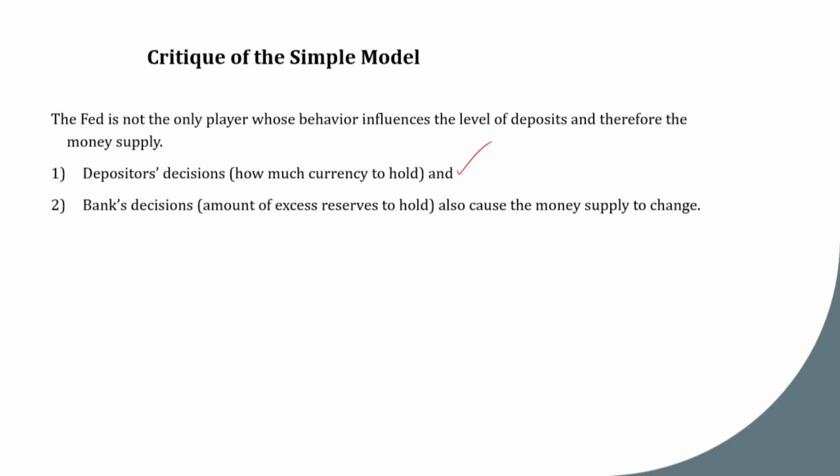Similarly, the bank's decision, the amount of excess reserve to hold. If they think that all the money, the open market operation, the $100 that came to them, they don't want to loan it out and they just want to keep the entire amount as excess reserve, then from that moment onwards, the multiple expansion of deposit stops, right? Then the monetary base and the money supply will be the same.